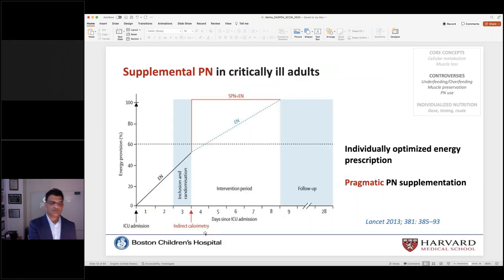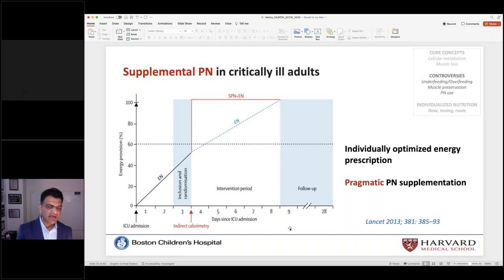A more pragmatic approach was used by the adult paper published in Lancet a few years prior to the PEPaNIC. What they did is, first of all, they avoided overfeeding by the use of indirect calorimetry, which means the goals that they set for energy delivery were based on indirect calorimetry, and they were very careful not to overfeed. The second thing is they did not wait until day 7, but around day 3 to day 4, in patients who did not reach 60% of the prudent or measured goal, they added supplemental PN. So a very different approach, not very aggressive, not very delayed, but a pragmatic one. That's my own terminology or interpretation of this.